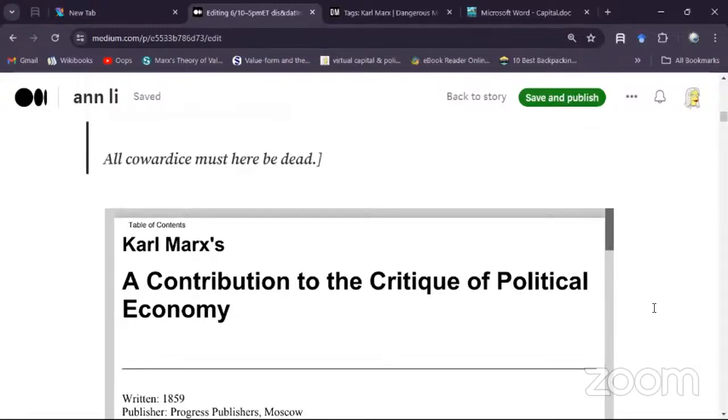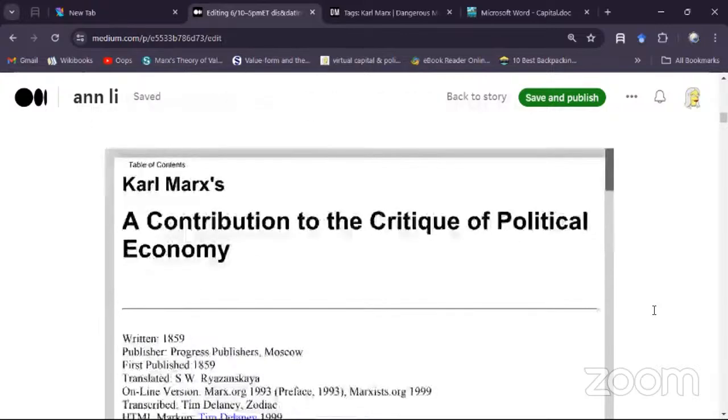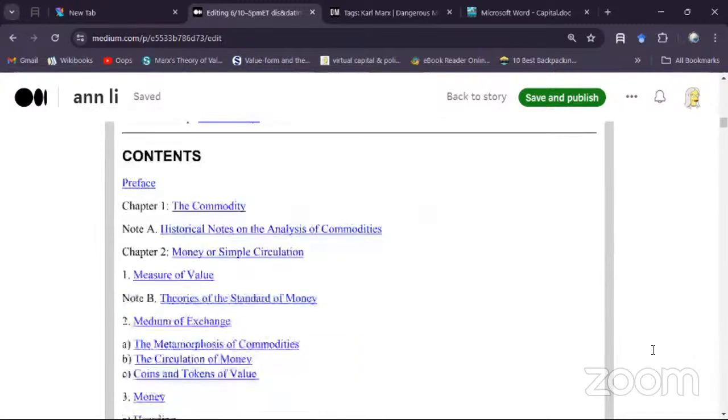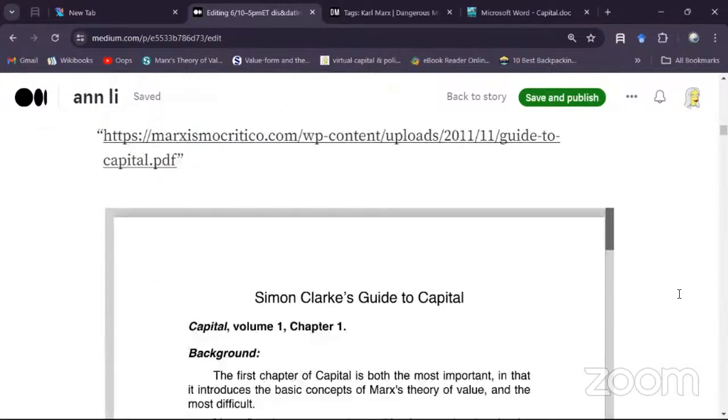So the Contribution to the Critique of Political Economy is written in 1859. It's available online. It has the general structure of what Capital is about, that is, to talk about the commodity, to talk about money. It has the same overall kind of structure, right? And the devil is, of course, in the details. And you have discussions of hoarding and world money and a variety of other things. And it's relatively short and still worth reading because it has its own little elements to it.